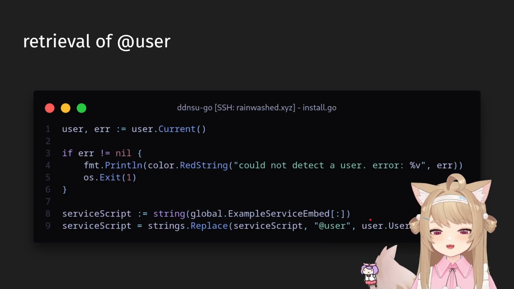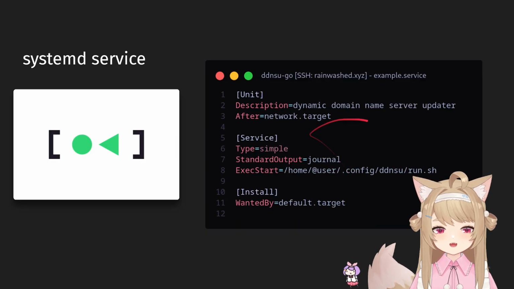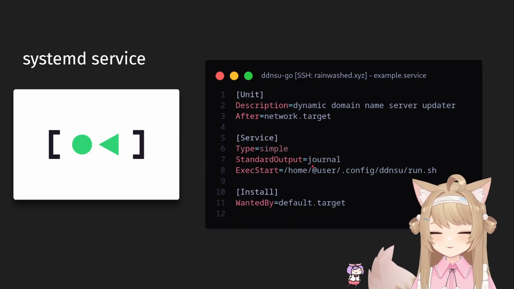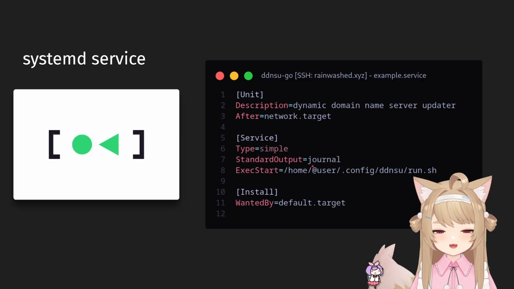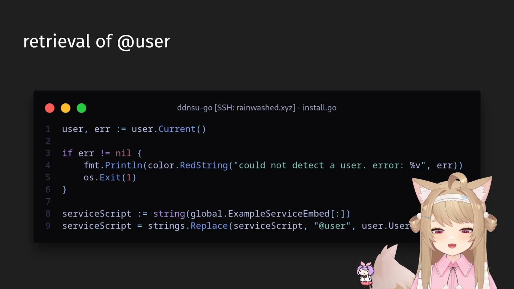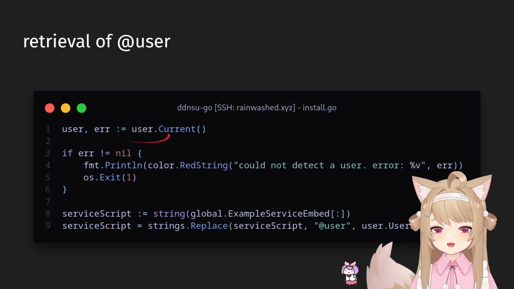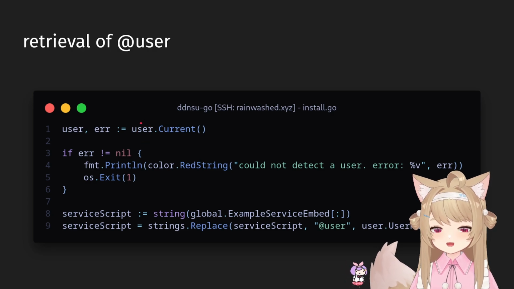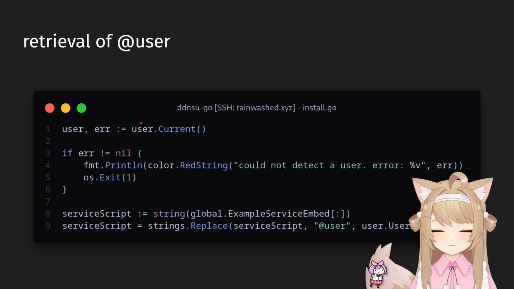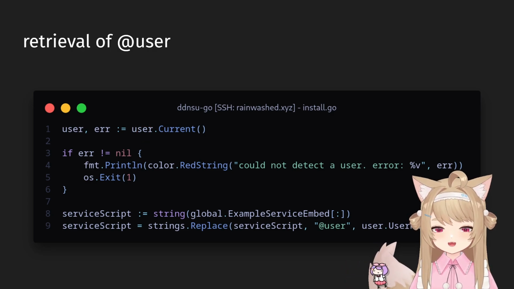So here is showing the retrieval of the @user. You can see right here @user, because obviously the username for each system will be different. Like for mine, it's just Lee, which goes to the character on my YouTube channel. And what happens is we use the user from the os/user package, which is one of Go's standard packages.